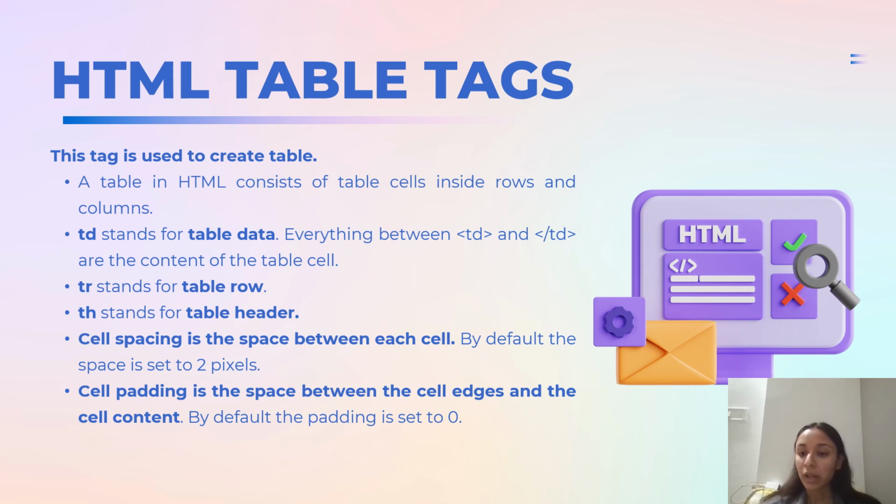Apart from that, you can provide colspan and rowspan. Colspan allows us to merge columns, and rowspan allows us to merge rows. And we also have cellspacing and cellpadding. So what is the difference between cellspacing and cellpadding? Cellspacing is basically the space between two cells, and cellpadding is the space between the border of the cell and the content of the cell.